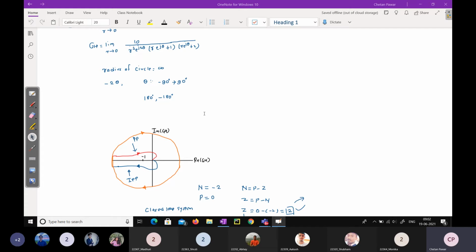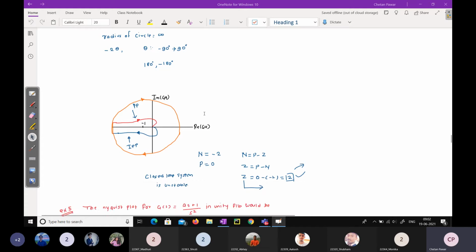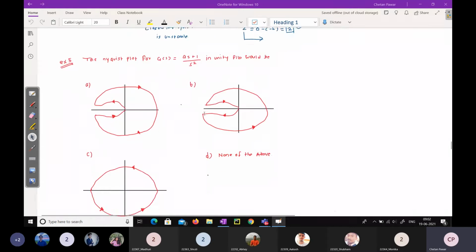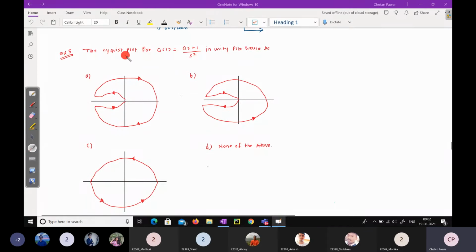The stability of the system in the frequency domain. So let us consider this problem, example number 5. The Nyquist plot for G of S equal to (A S plus 1) upon S square in a unity feedback would be. There are 4 options, A, B, C and D. What do you think, which is the correct option here?